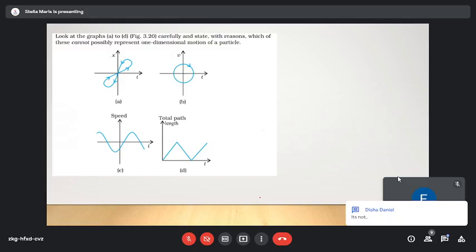Disha says it's not. Thank you, Disha, for your participation. Very good. I asked Shruti to try also. What about Vishwa? Even Jayashri, you can tell, ma. Everybody can tell, no problem. Okay.